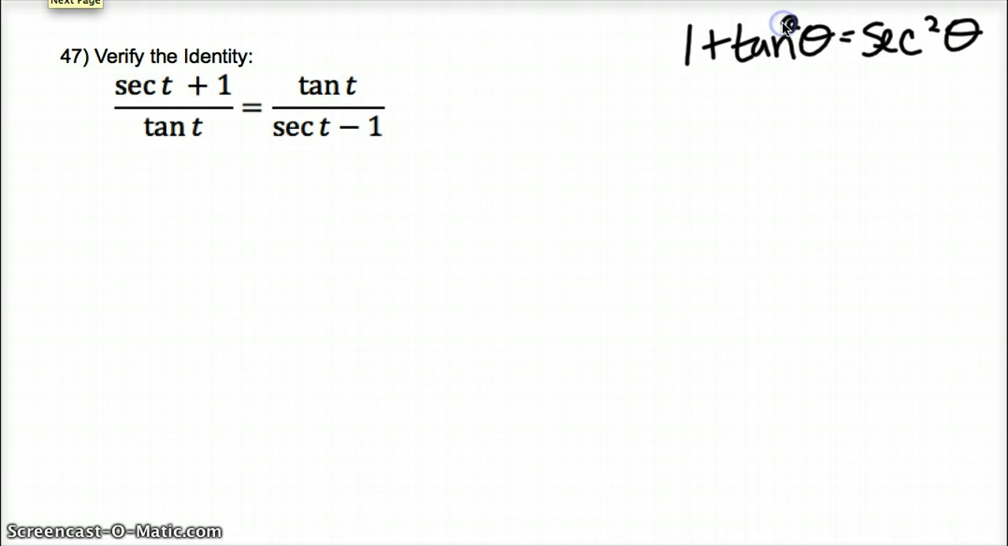So I see, this is the Pythagorean identity. Double check your formula sheet in the back of your book. So I see that secant and tangent are quite related. So I'm going to leave these as secants and tangents for now and see what I can accomplish. And once again, the opposite sides are equally complicated. So I'm just going to pick the left side to start with.